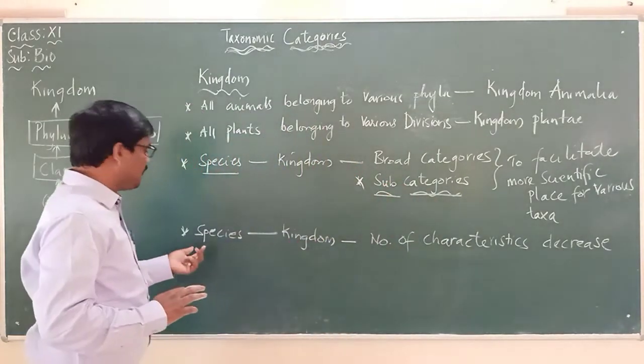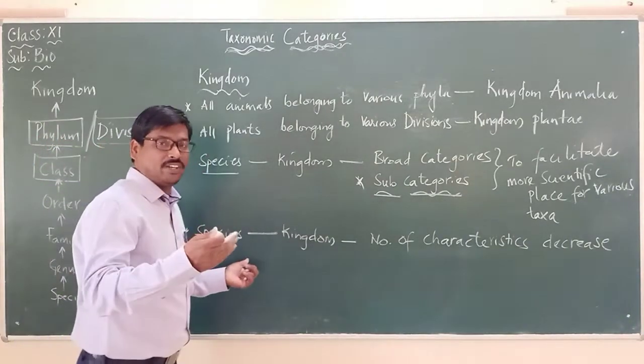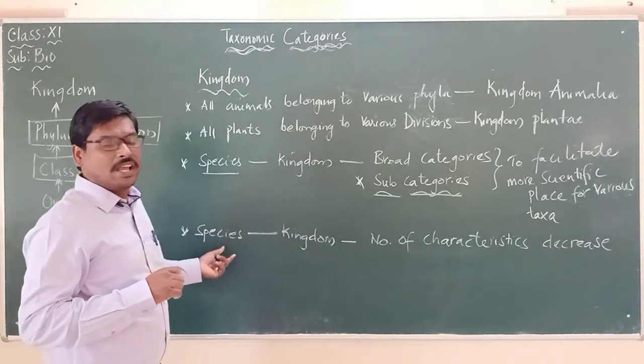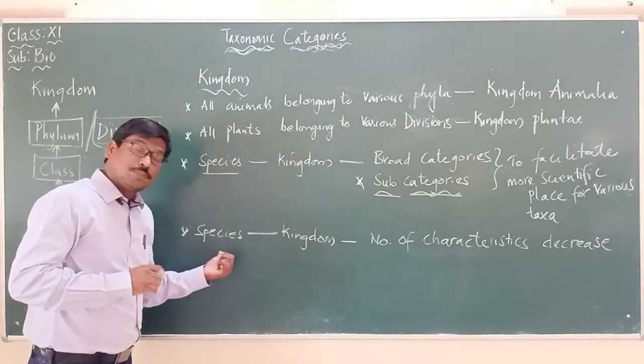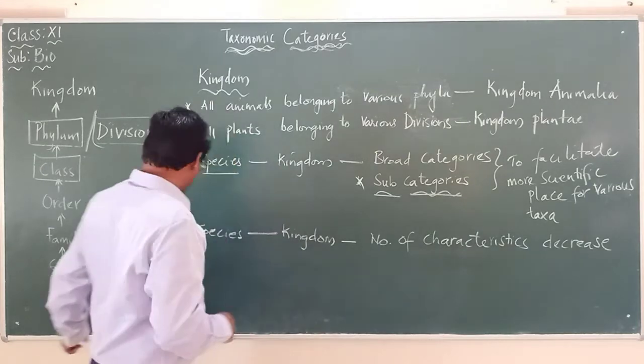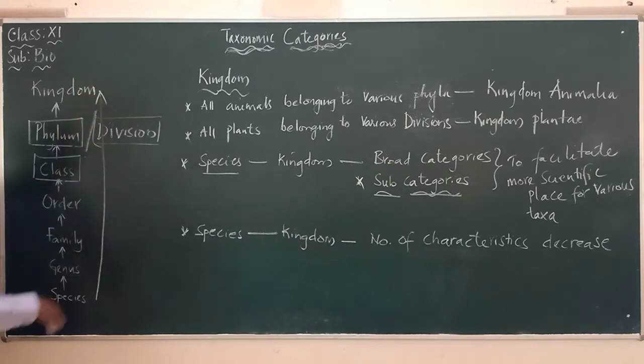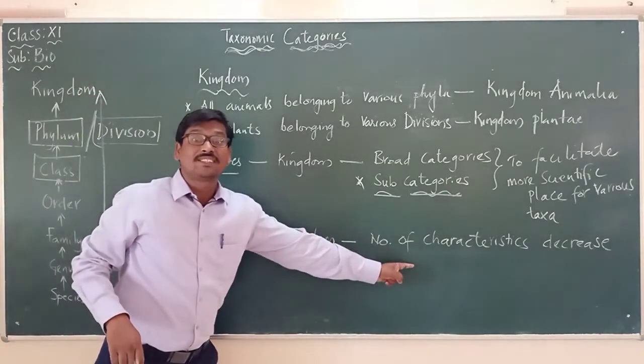Now the very important point here is a repeated point: as we move from species to kingdom, the number of characteristics decreases.